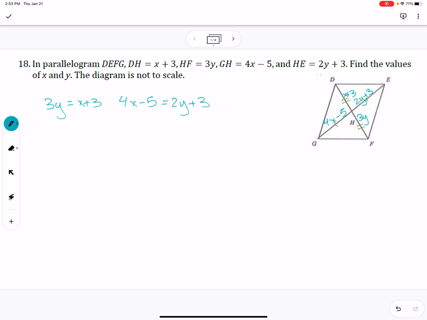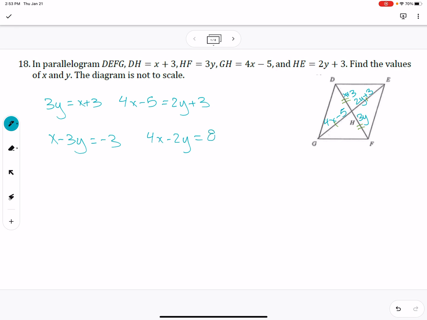Notice you have x's and y's in the same equation, so it looks like you're going to have to solve a system of equations here. Something you should know how to do by now. So I'll just do this one quickly. I'm going to solve using elimination. So I'm going to get each of these into standard form. So for this one, I will have x minus 3y equals negative 3. And for this guy here, I will have 4x minus 2y equals 5 plus 3, which is 8.